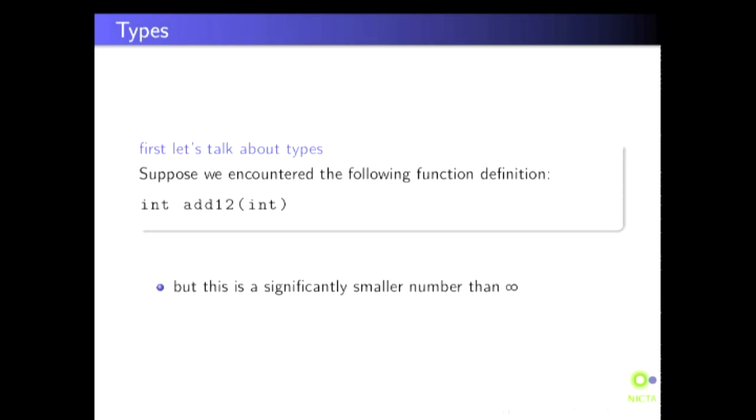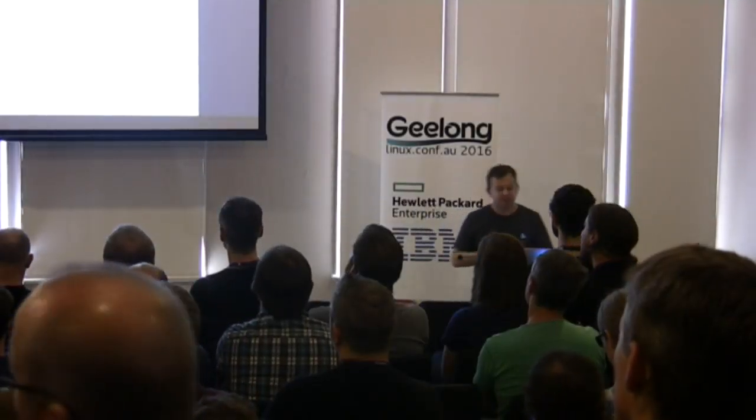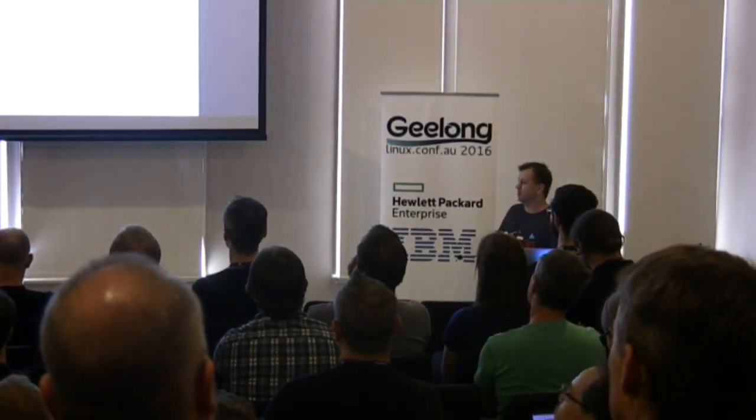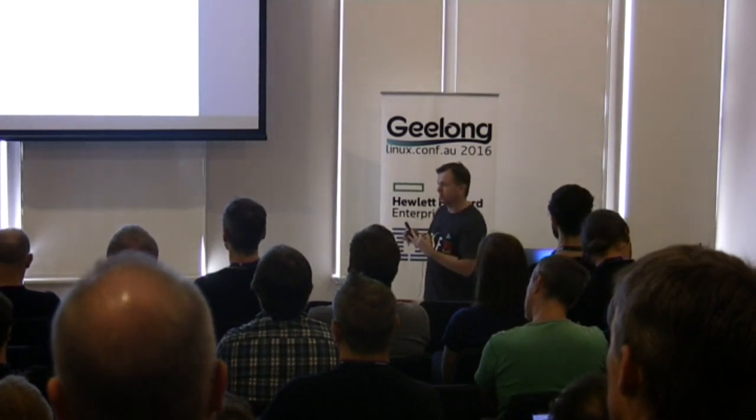But that is a much smaller number than infinity, which is why we use types, right? We know that it doesn't return a database connection. It doesn't accept a string argument, or there's all these things we know that it doesn't do. But we don't know much about what it does do. So parametricity is about narrowing that set of things, right?